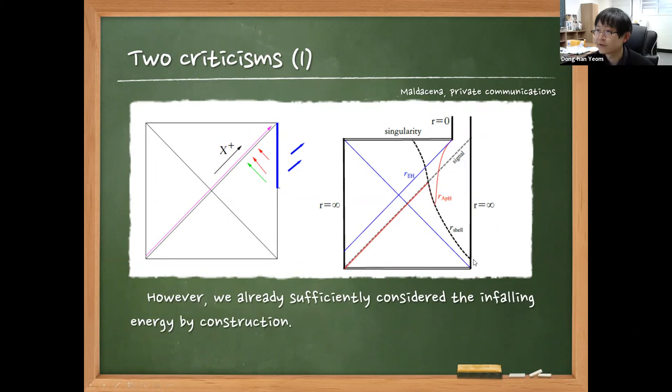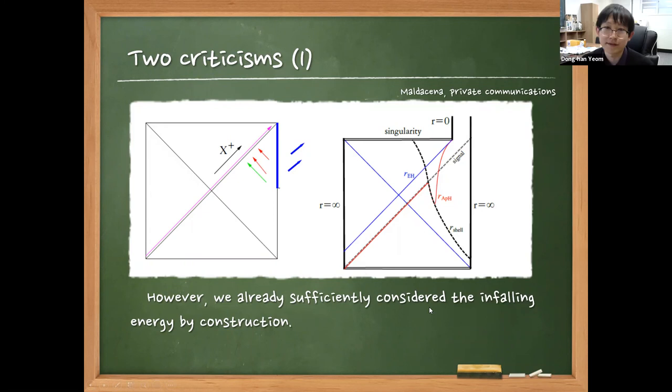So this shell carries the positive energy. We exactly computed that we needed this kind of energy flux, and then you can change the boundary condition, but still in the semi-classical regime, the apparent horizon can shrink to this point. So we already sufficiently considered the infalling energy by construction. Thanks to this detailed computation, I think we could reply successfully to his first criticism.